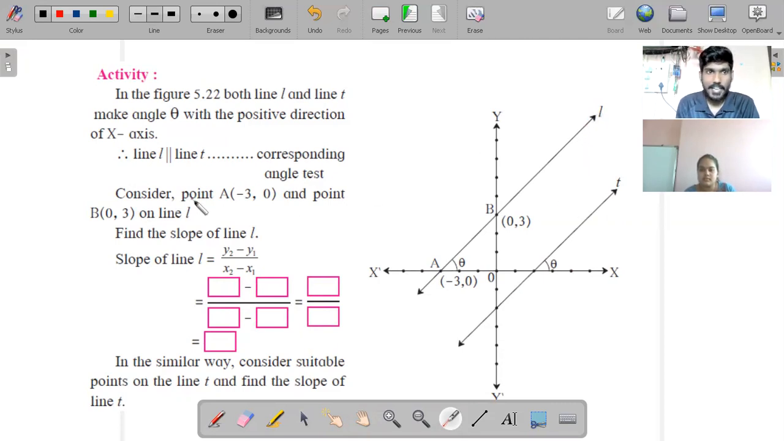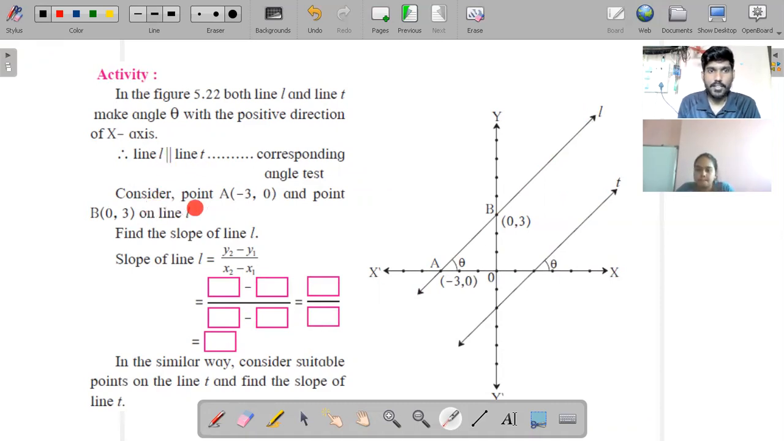Okay. The second part is saying that line L is parallel to line T, because both of these lines make the same angle with the x-axis. That is the reason we can say that L is parallel to T.